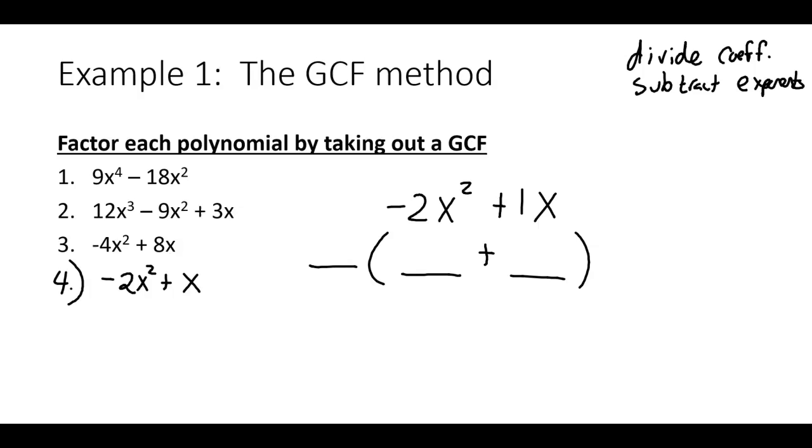I'll give you a hint. It's kind of like a trick question. What's the biggest thing that can divide into both 2 and 1? It's just 1. That's it. In other words, they don't have anything in common other than 1. That means they're prime to each other. They're relatively prime. So all we could do is take out a 1.